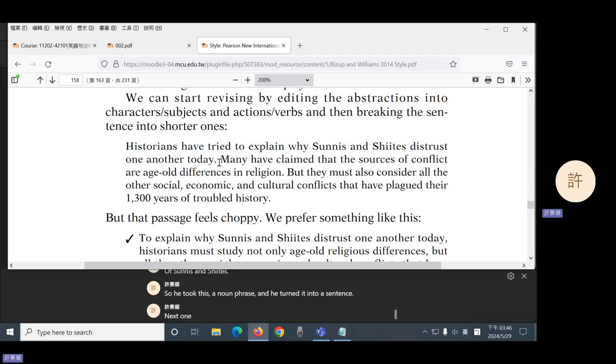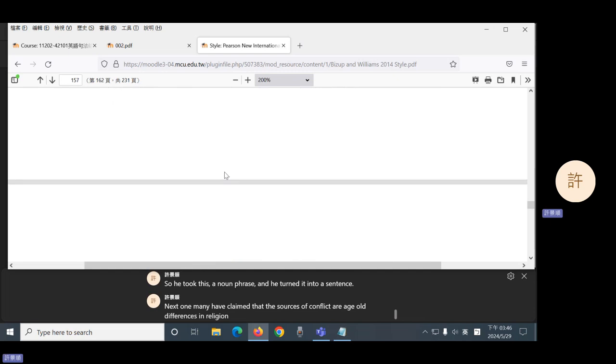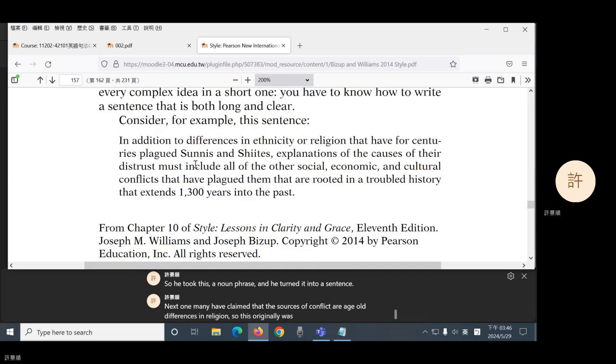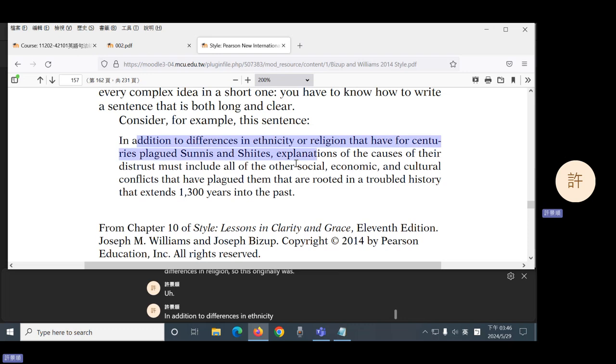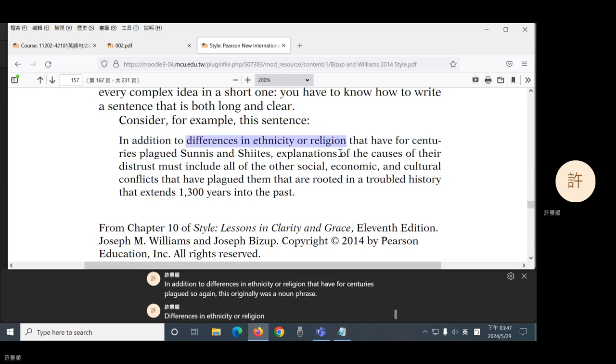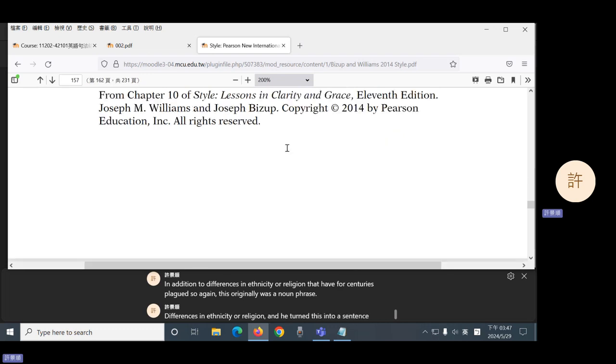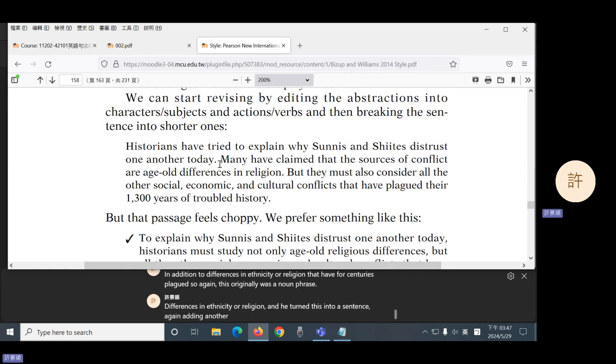Next one. Many have claimed that the sources of conflict are age-old differences in religion. So this originally was, in addition to differences in ethnicity or religion that have for centuries plagued. So again, this originally was a noun phrase. Differences in ethnicity or religion. And he turned this into a sentence. Again, adding another reasonable subject, many.